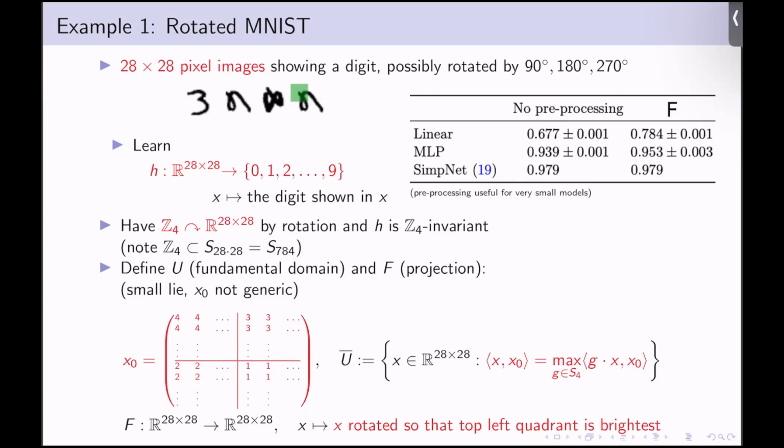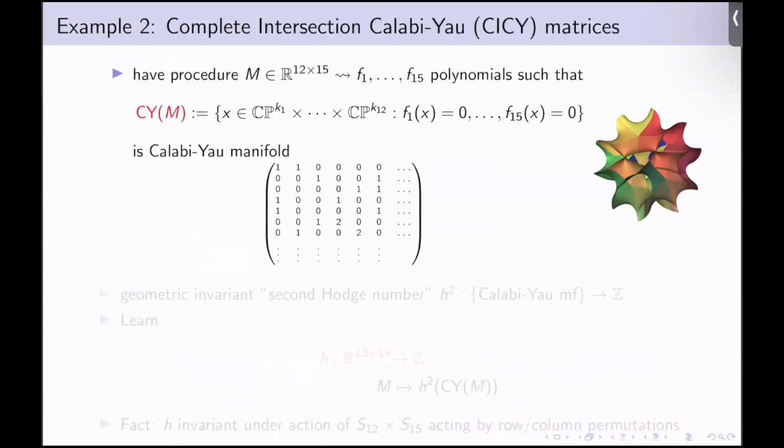Okay, so that was a bit of the negative example. Our pre-processing doesn't make anything worse, but it also doesn't really help. But now we get to two mildly more interesting examples, two datasets coming from string theory.